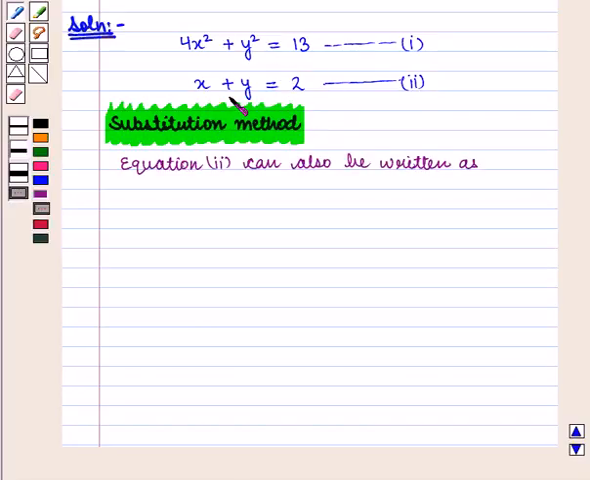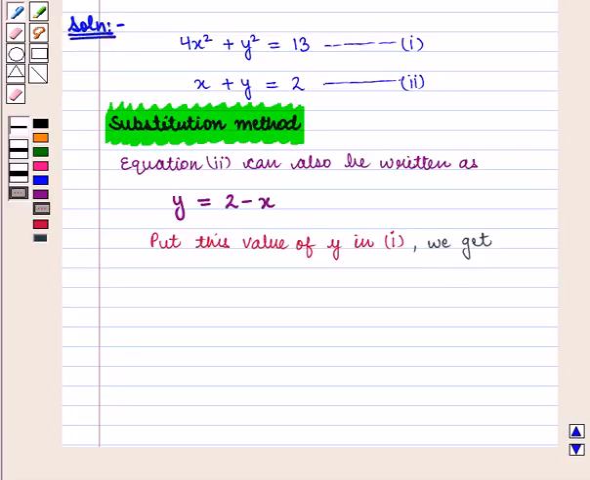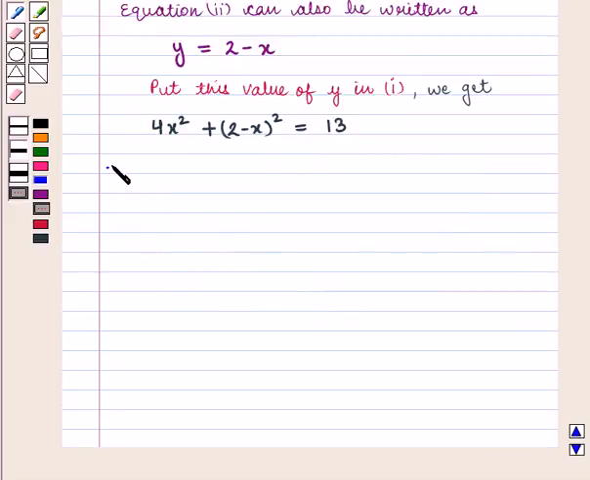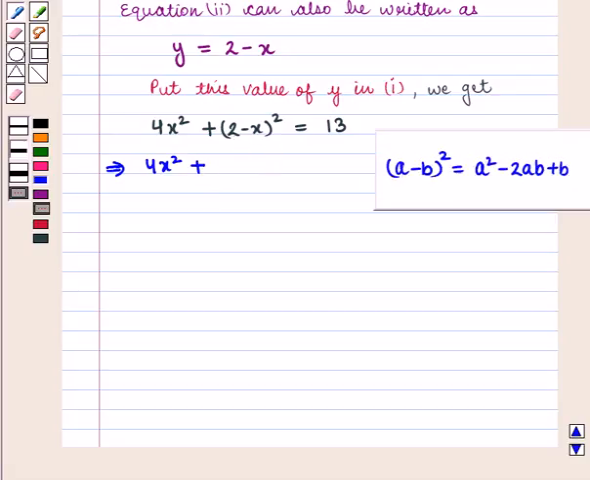Now equation 2 can also be written as y is equal to 2 minus x. Now we put this value of y in equation 1 and we get 4x square plus y square, that is 2 minus x whole square, is equal to 13, which implies that 4x square plus, now 2 minus x whole square can be written using this formula, that is a minus b whole square is equal to a square minus 2ab plus b square.